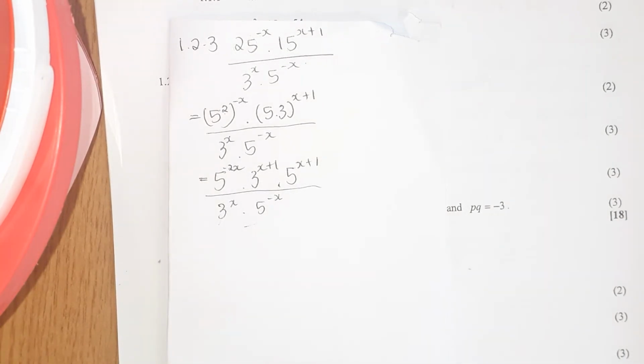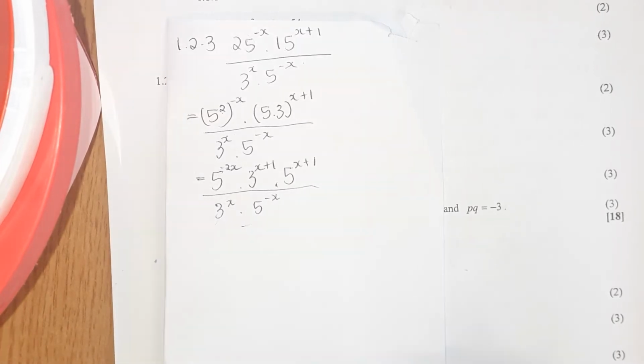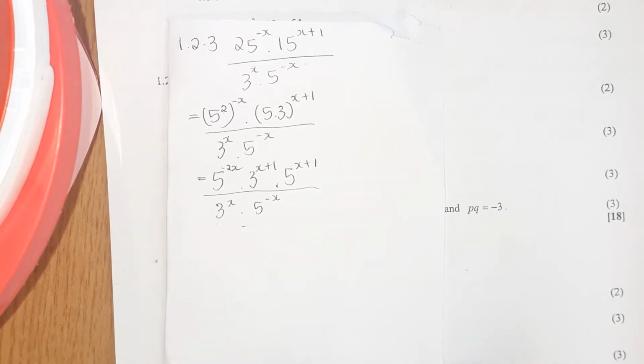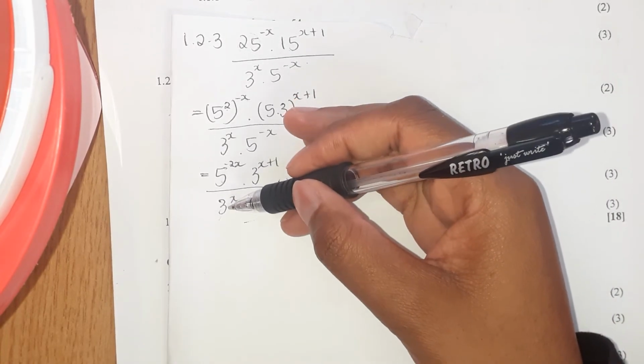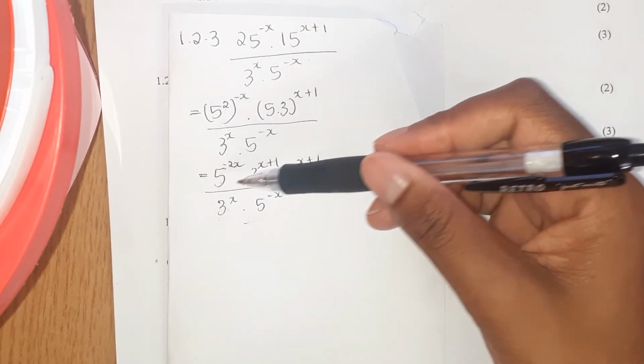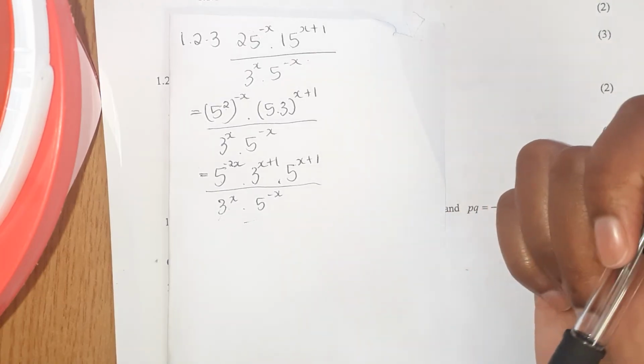So the exponential rule says when the bases are the same and you have a division sign in between, you minus the exponents. But when the bases are the same and you have a multiplication sign in between, you add your exponents. So the multiplication rule says when the bases are the same and you have a division sign in between, you minus the exponents.